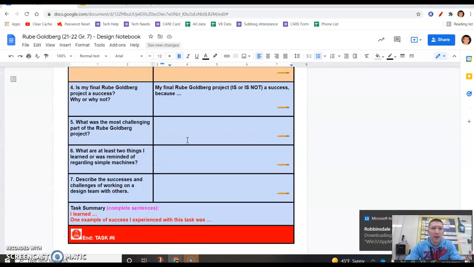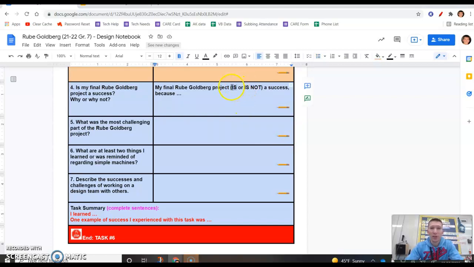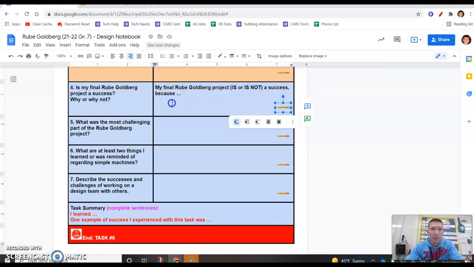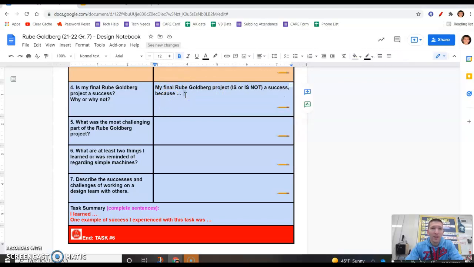And then the others, is your Rube Goldberg project a success? You are the judge of if it is a success or not, but again, give a reason why. So if you think it is, you would either highlight that or just delete the other part, indicating if it is or is not a success, and then give reasons why. My advice is if you just say it is a success because it worked, go into more detail, or is not a success because it did not work, still go into more detail.